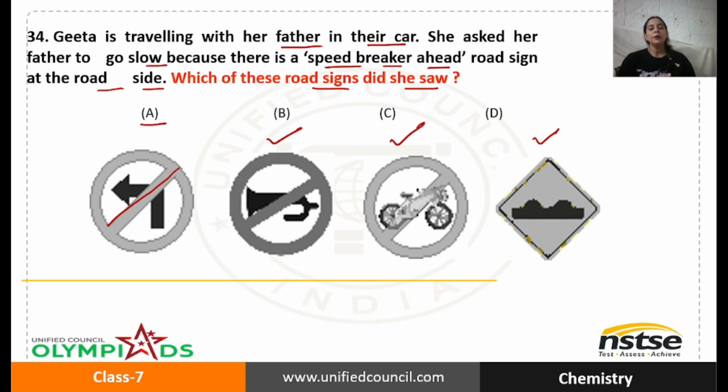What is speed breaker? Basically, speed breaker is the elevated portion of the road, and it is there to slow down the traffic, just for your own precaution, to avoid accidents, to maintain your safety. So basically, out of these four signs, speed breaker is shown by option D. So which option is correct, students? Option D is the correct statement.